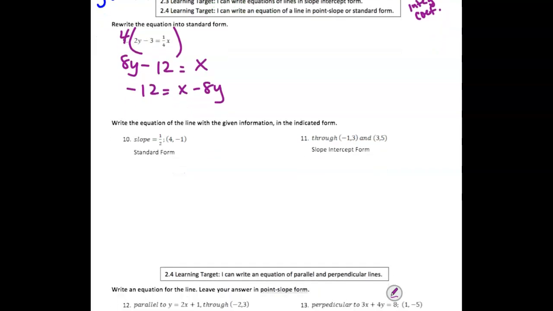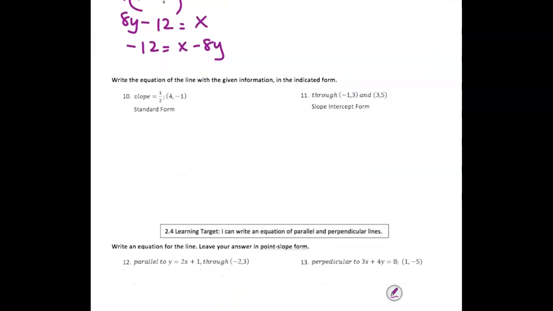Question 10 and 11. It says write an equation for the line with the given information in the indicated form. So this one we are given a slope of 1/2 and we're told that it should go through the point 4, -1. If we are given slope and a point, then we should use point slope form. We don't want to leave it in that form. We want to simplify it down to standard, but that's how we're going to start.